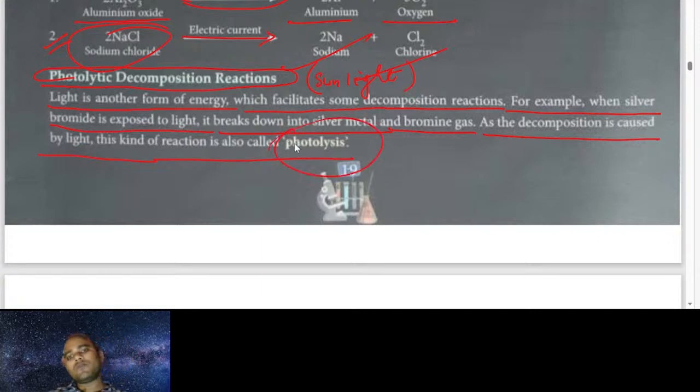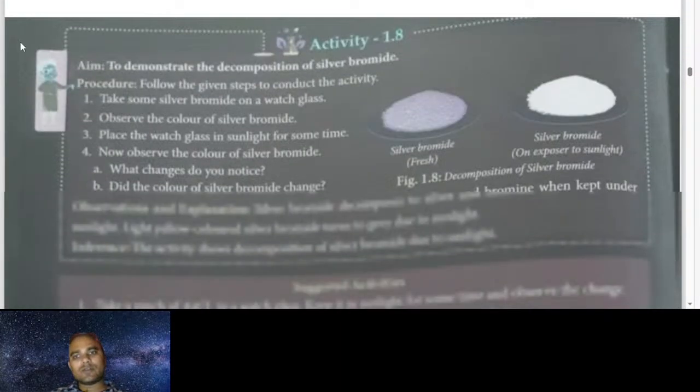So light means what, student? Light is in the form of photons. Suppose this is the radiation; sunlight is composed of energy packets. These energy packets are called photons, and from this name it is known as photolysis. Let us try to understand, student.